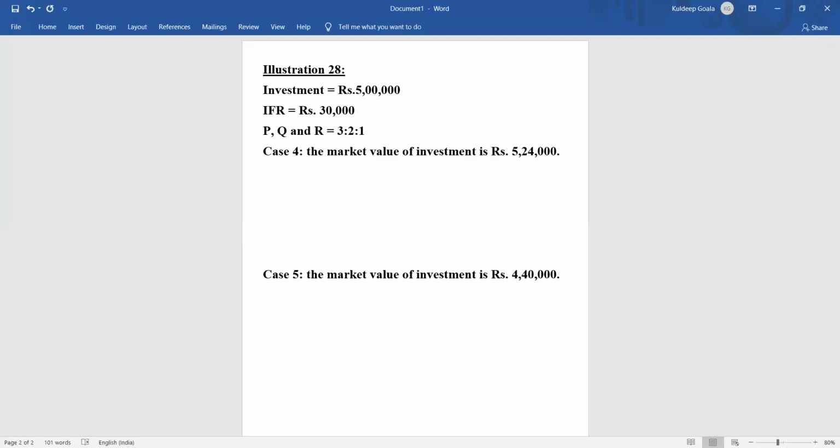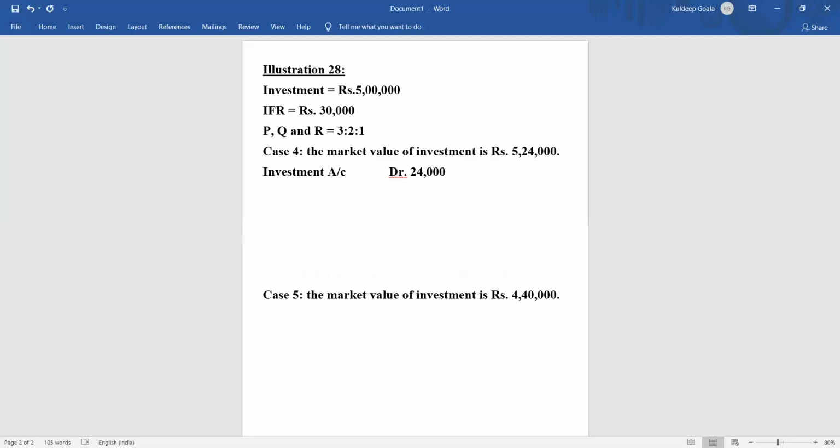How will you show? Whenever the value of an asset is increasing, it will be asset account debit, investment. Asset shows a debit balance. So if the value is increasing, it will be asset debit. So asset account debit, how much? 24,000, right? The value is increasing, so asset account debit 24,000.